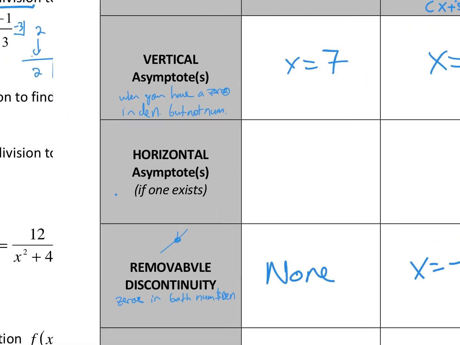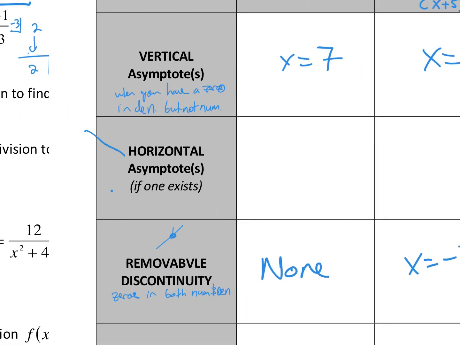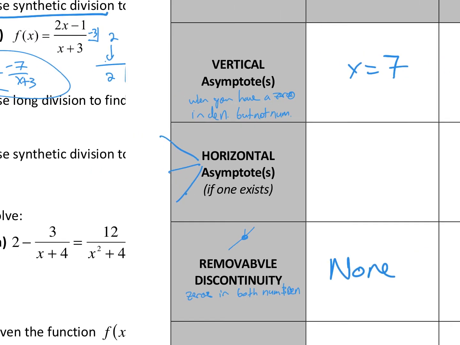Horizontal asymptotes, we have a 3-part rule here, if you remember. This is if the denominator is greater than the numerator, and I'm talking about the degree of the function. So if the degree is higher in the denominator, then it goes to y equals 0. If the denominator and numerator have the same degree, then it goes to the ratio of the leading coefficients. And if the denominator is less than the numerator, it does not have one. It does not have a horizontal asymptote.